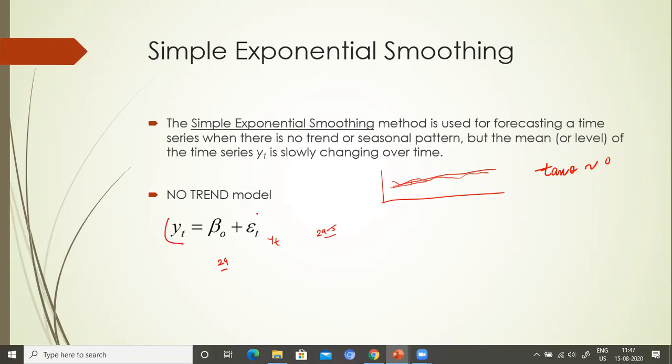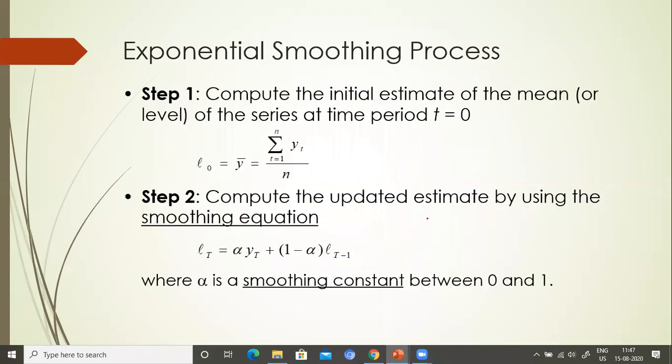So what does a no trend model look like? Let this be the time series value. There is no growth rate. So let this be the intercept, and then this is just the random component. This is the mean level, and we'll talk about how to get that. And this is something we can't remove. We have to just live with the randomness.